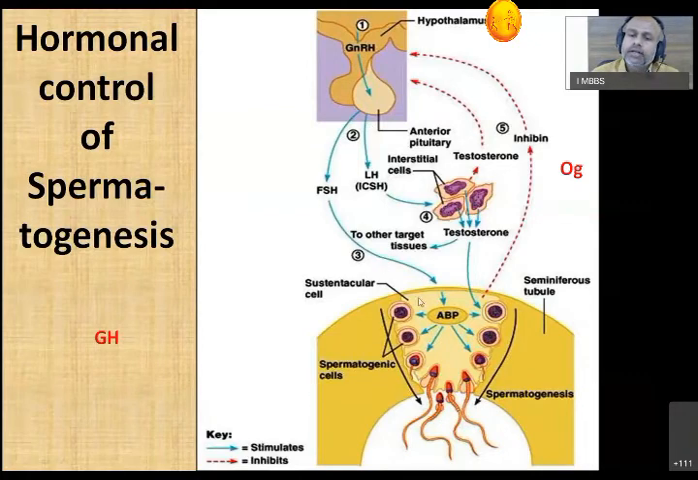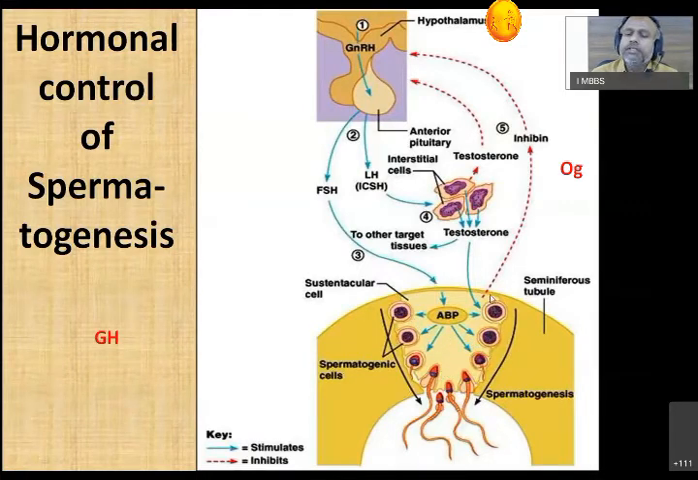FSH, follicle stimulating hormone, stimulates the Sertoli cell to secrete hormones. Three hormones are secreted by Sertoli cells. One is activin, another one is inhibin. Here you can see the inhibin. The other is, in intrauterine life, Mullerian inhibiting substance. The role of MIS, Mullerian inhibiting substance, we have seen in the first lecture.